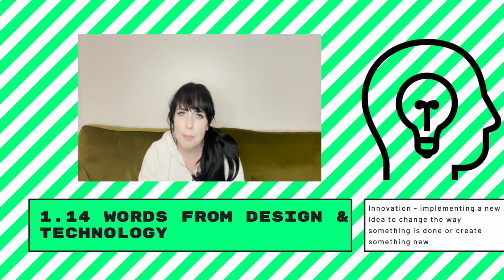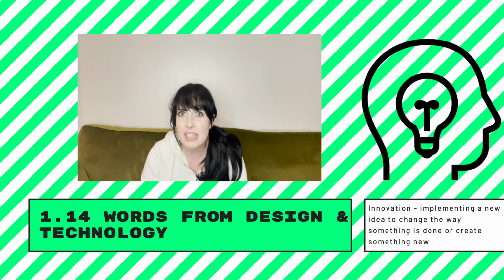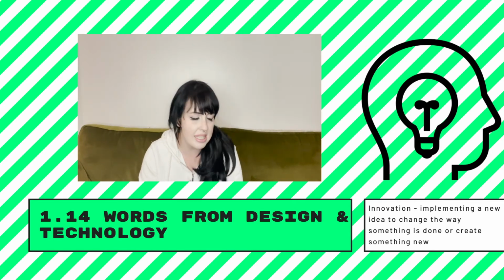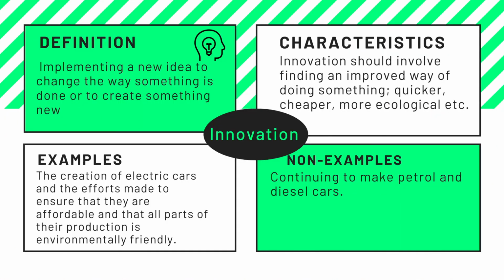This word's also really important if you go on to study business in GCSE or A-level, because obviously you want innovation if you are looking to start a business, because you want something that is new and exciting. So let's look at the Frayer model for innovation. Now you can see here the definition: implementing a new idea. Implementing means putting it into place, getting it started. Implementing a new idea to change the way something is done or to create something new.